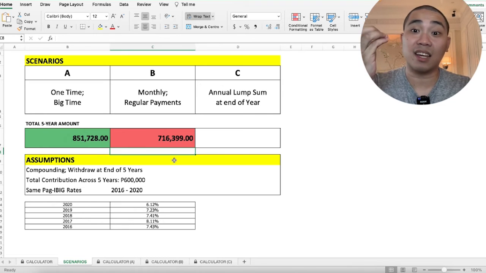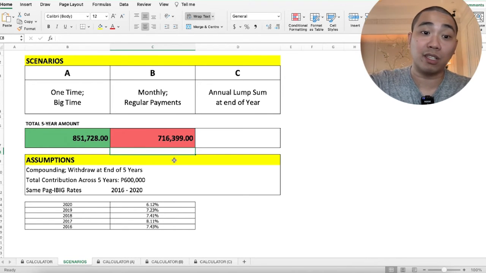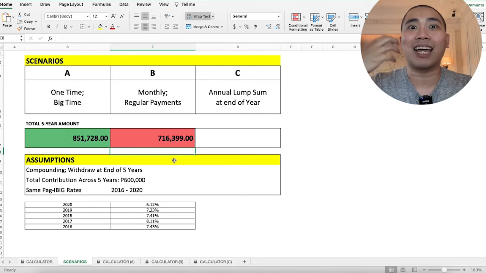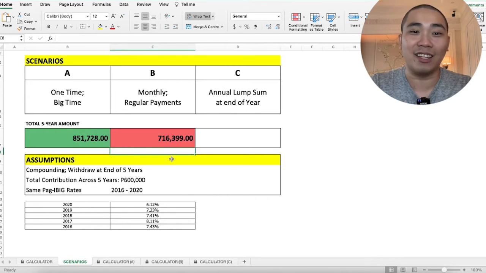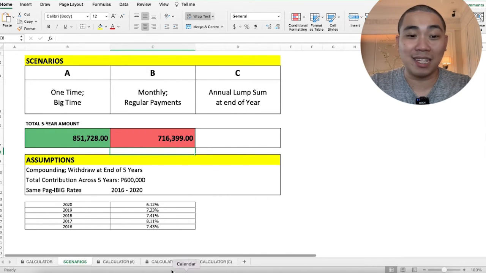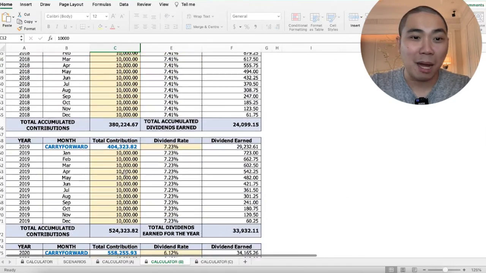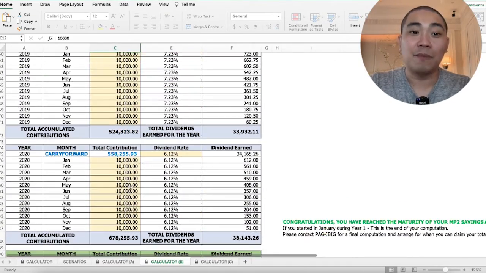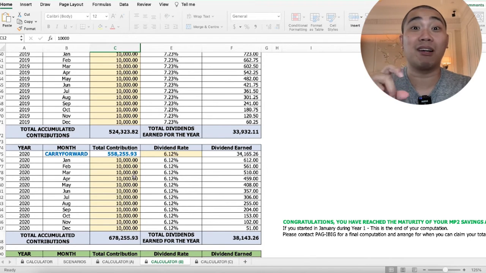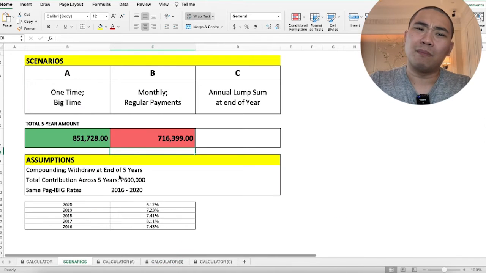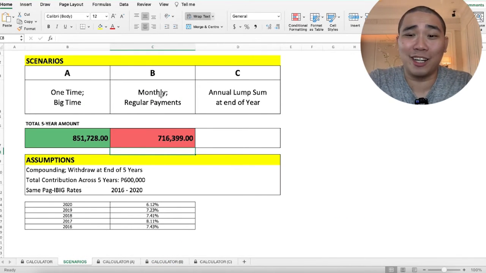Meaning, since si 600, nilagay mo siya ng buong-buo doon sa simula, mas maraming time na para kumita siya within the fund. Sa monthly regular payment, since hindi mo siya nilagay lahat nung simula, right? May iba ka ba na nilagay sa year 5 lang? So, mas konti yung time na mag-earn yun and hindi nakapag-compound ng masyado yung pera na yun.